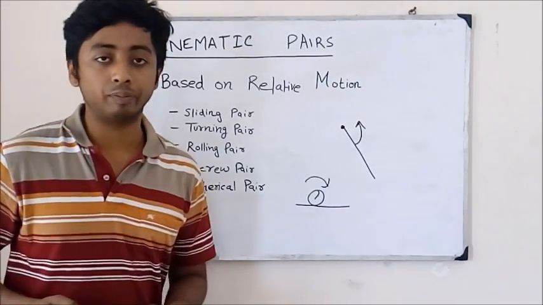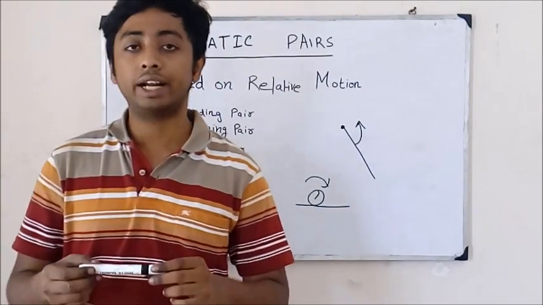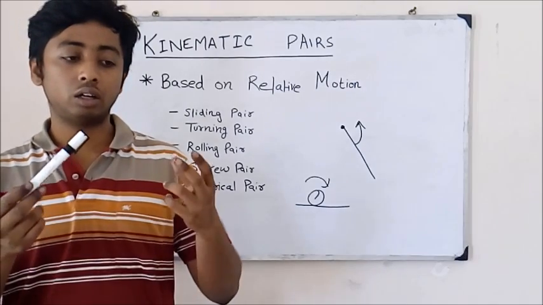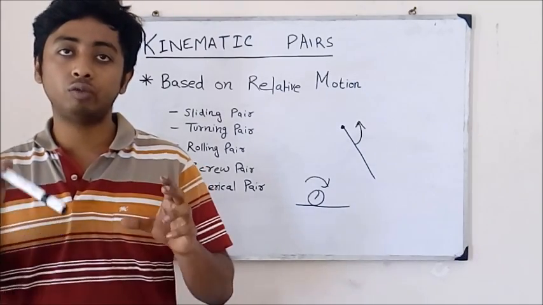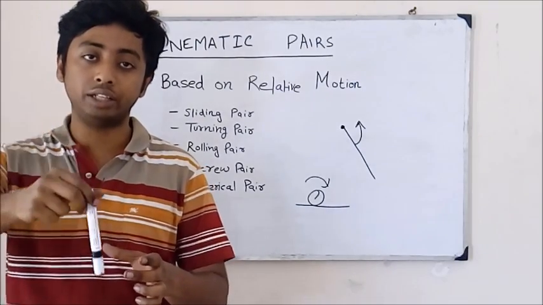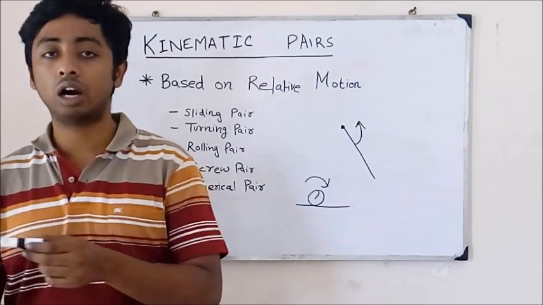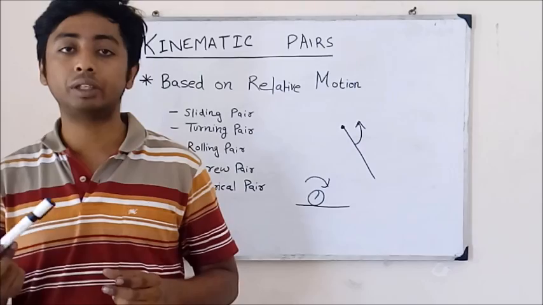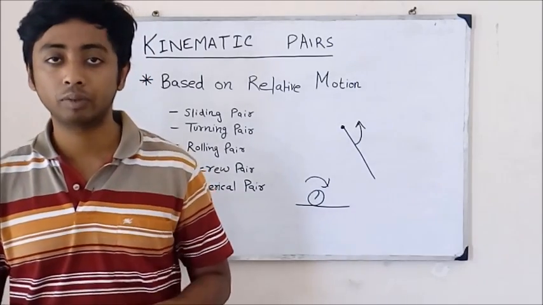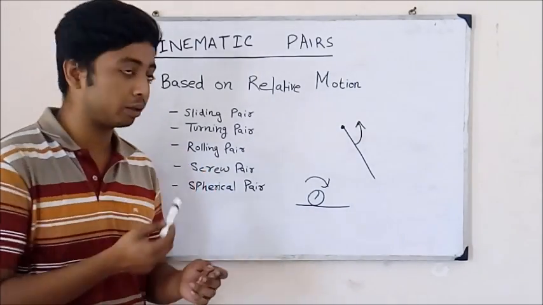Let's begin with the sliding pair. What is a sliding pair? A sliding pair is basically a pair of 2 links wherein one link slides through the other link. The best example of the sliding pair is a reciprocating engine, where the piston slides through the cylinder. That is an example of the sliding pair.